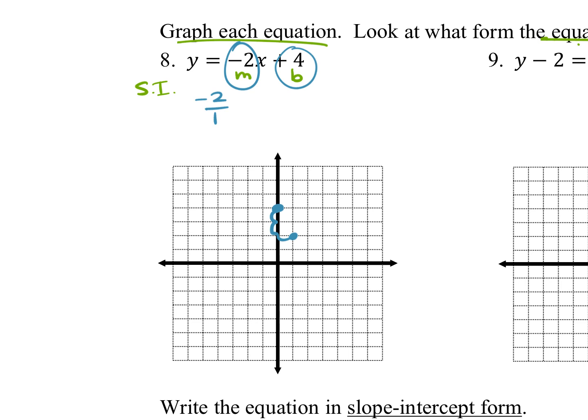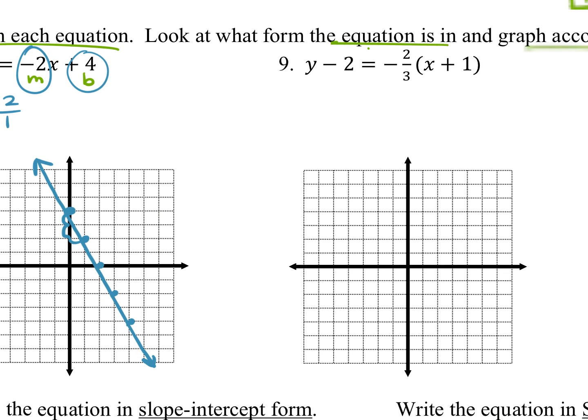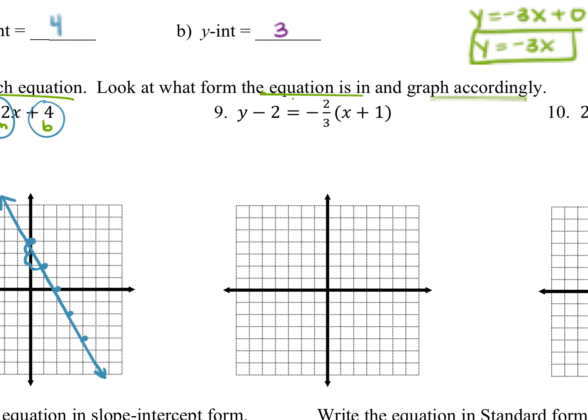Do it again. Down 2 to the right 1, down 2 to the right 1, down 2 to the right 1. I missed, but pretend I went right through those points. That would be your line. Okay, so that's when it's in slope-intercept form to start. Tell your neighbor what form this is.